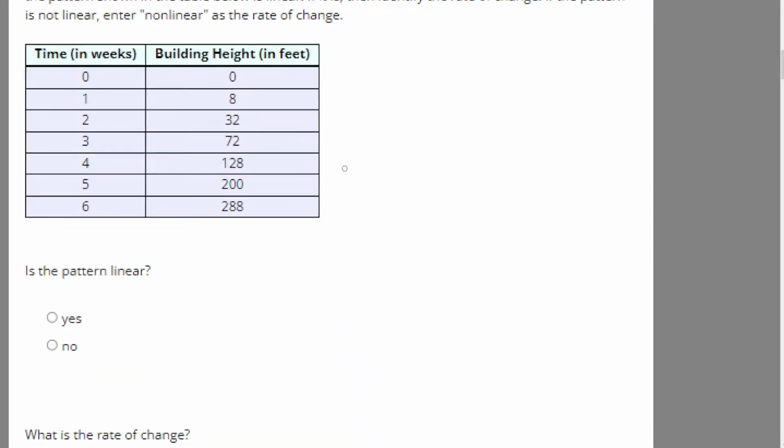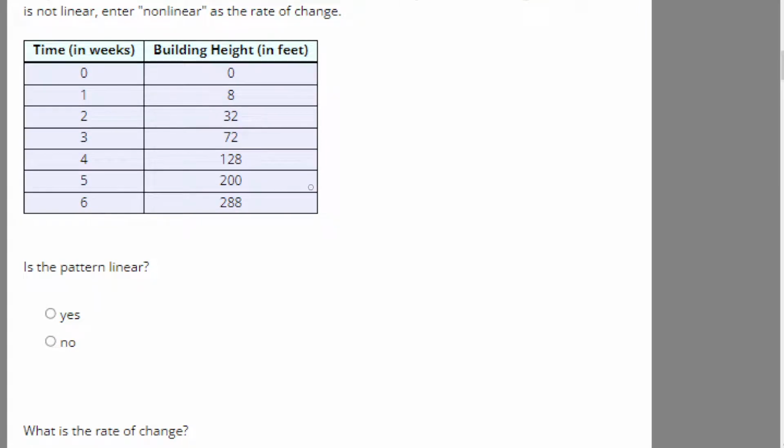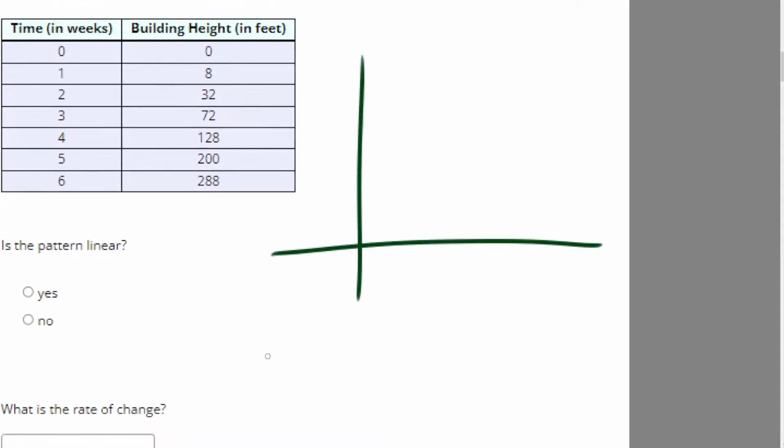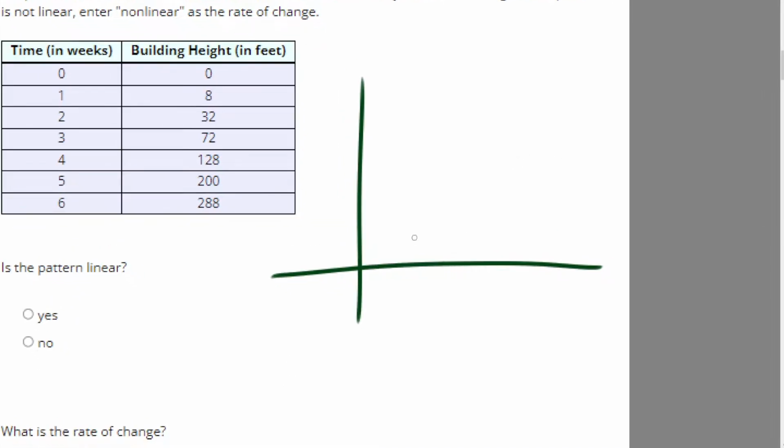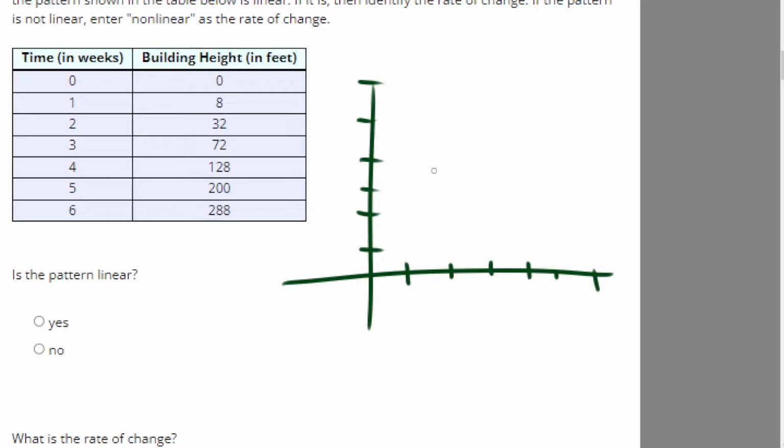The table below shows the height of the building after T weeks of construction. Determine whether the pattern shown in the table below is linear. If it is, then identify the rate of change. If the pattern is not linear, enter nonlinear as the rate of change. Now, these ones, I think it's helpful to make a little mock graph and just sort of go with it. So we'll say this is 10.